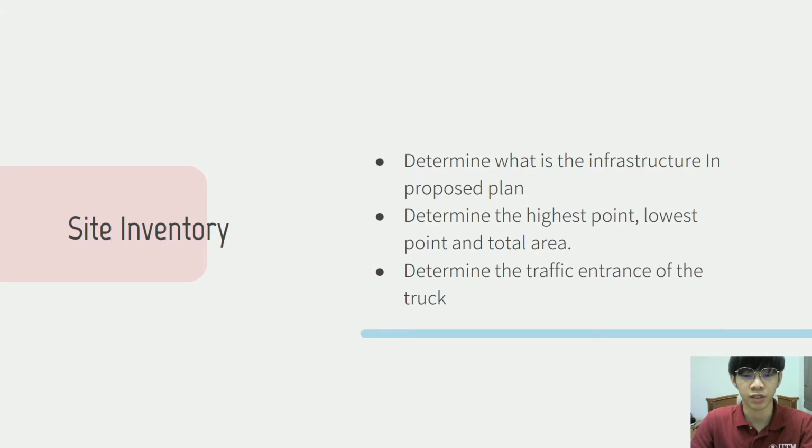Site inventory is to determine what is the infrastructure in the proposed plan. It has to determine the highest point, lowest point, and the total area of the project area. Site inventory phase also has to determine the traffic entrance for the truck.